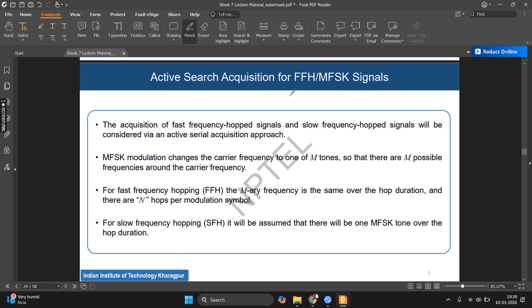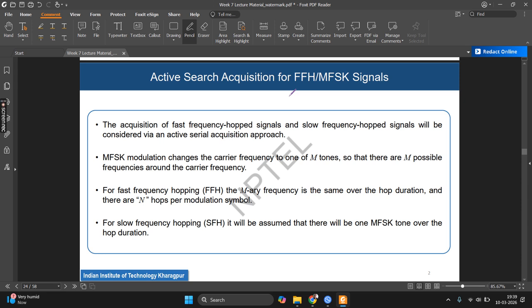MFSK modulation changes the carrier frequency to one of M tones, so that there are M possible frequencies around the carrier frequency. MFSK is multiple frequency shift keying. In M-ary frequency shift keying you have M equal to, say, 4, 8, 16 tones. So there are, say, 16 or 8 possible tones around the carrier frequency. For fast frequency hopping, the MFSK frequency is the same over the hop duration. For slow frequency hopping, it will be assumed that there is one MFSK tone over the entire hop duration.